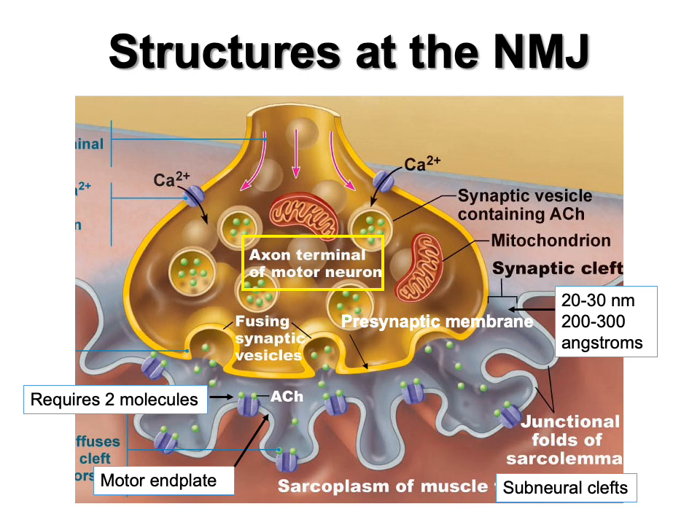I mentioned before there's a space in between the axon terminal and the motor end plate at a neuromuscular junction because the axon terminal comes in close proximity. It doesn't actually touch the sarcolemma. So there is a synaptic cleft, which can be anywhere from 20 to 30 nanometers or 200 to 300 angstroms.